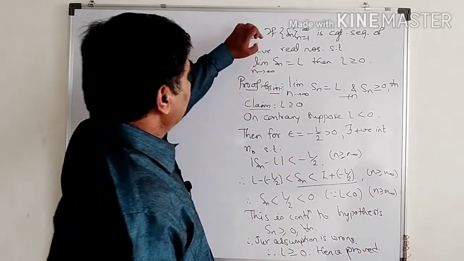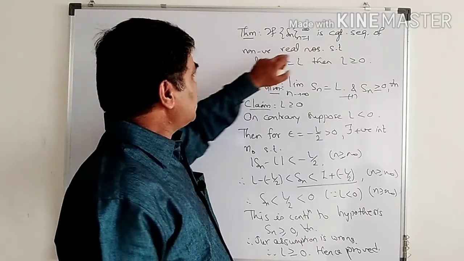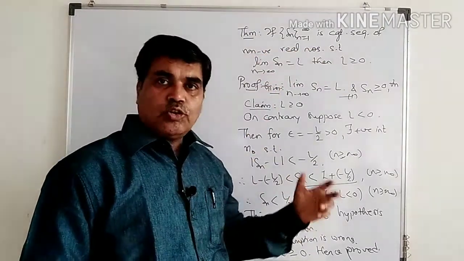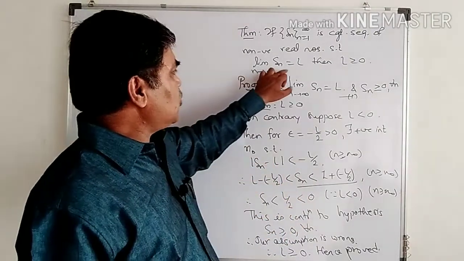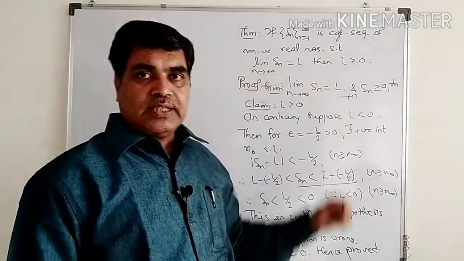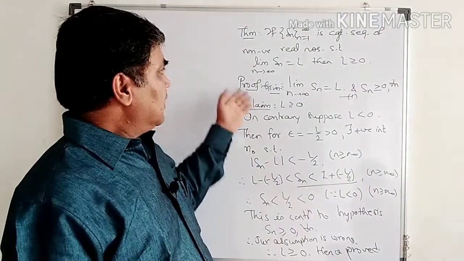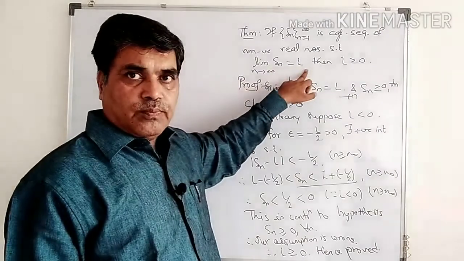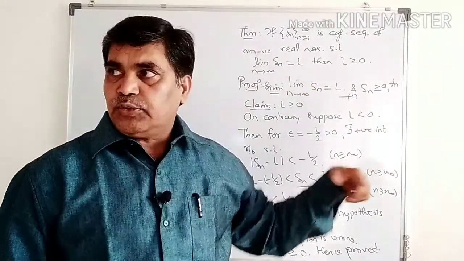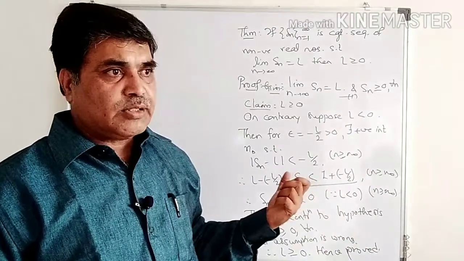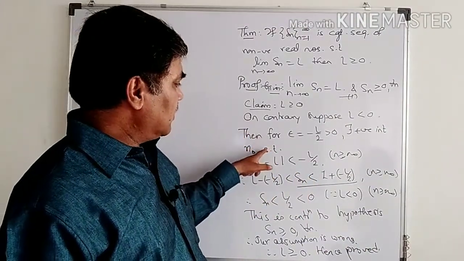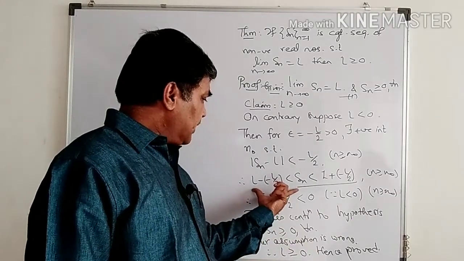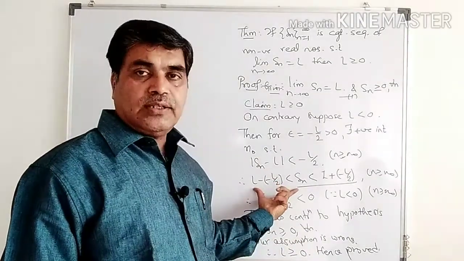On the same line, if Sn is a convergent sequence of non-positive real numbers, meaning 0 or negative real numbers, and Sn converges to L, then L must be less or equal 0. In that case, if L is greater than 0, then minus L by 2 is a negative number, and on the same line we'll get a contradiction. In that case, here you have to compare the left side inequality to get the contradiction.